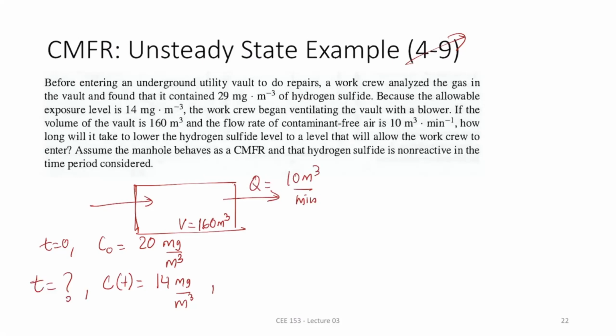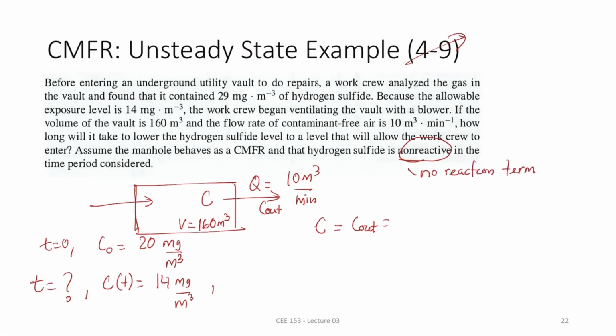Assume the manhole, or that vault, works like a CMFR, a completely mixed reactor. So when you hear that, you can assume the C in the system is the same as C out. So C in the reactor is C out. That's all you are trying to write. The hydrogen sulfide is non-reactive, meaning there is no reaction term.